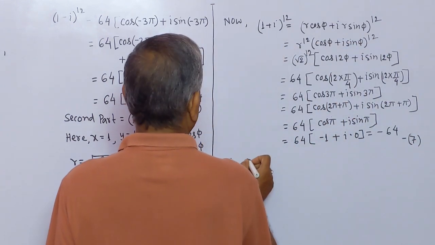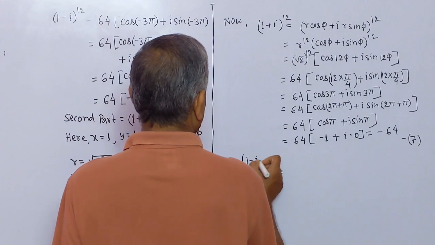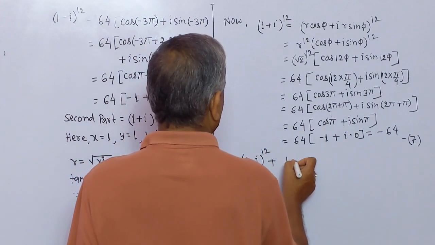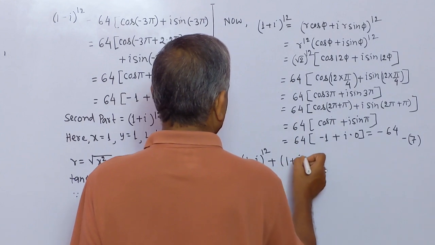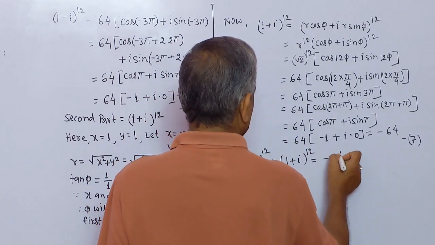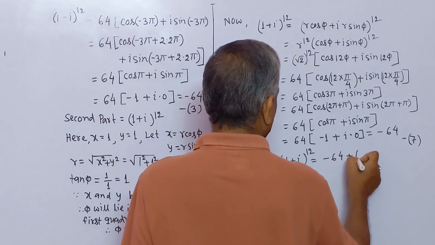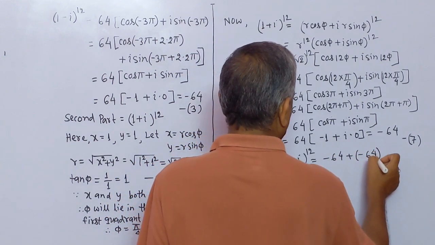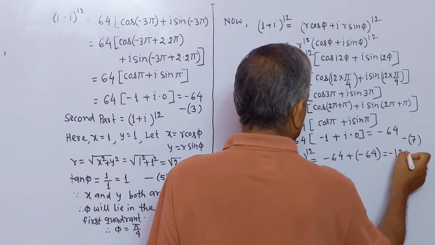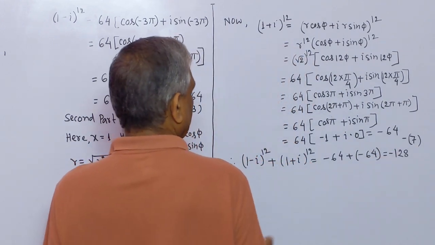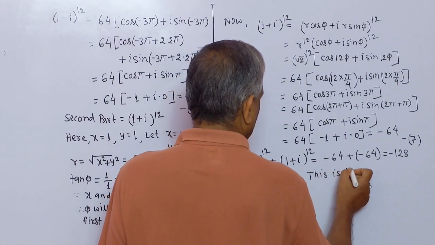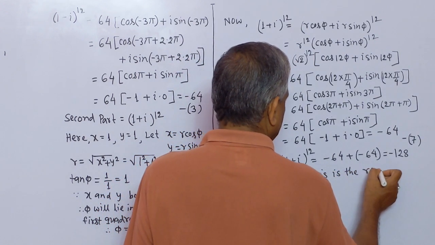Therefore, (1 minus i) to the power 12 plus (1 plus i) to the power 12 equal to minus 64 plus minus 64 equal to minus 128. This is the required result.